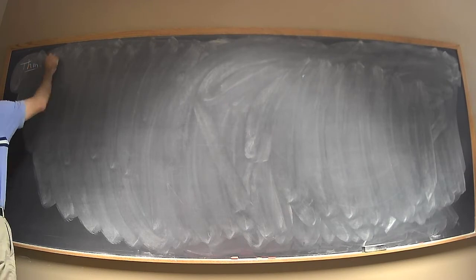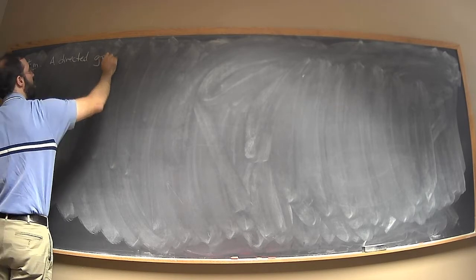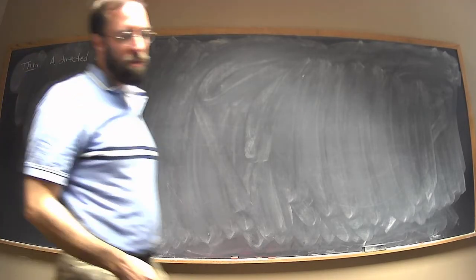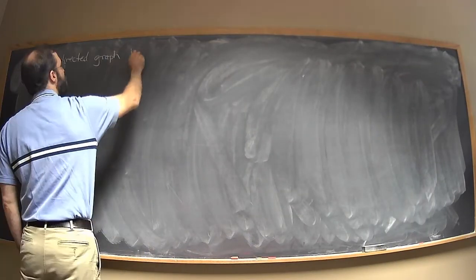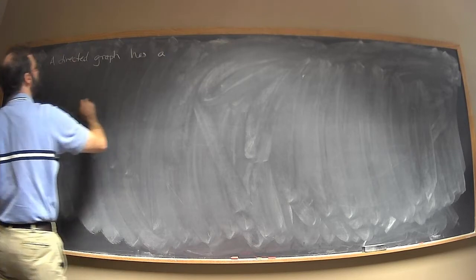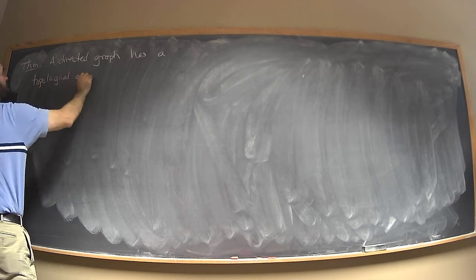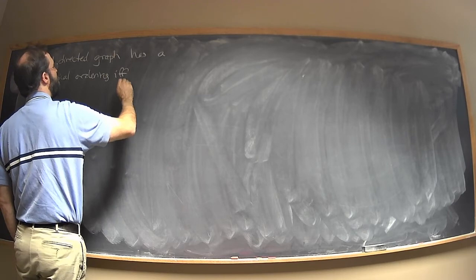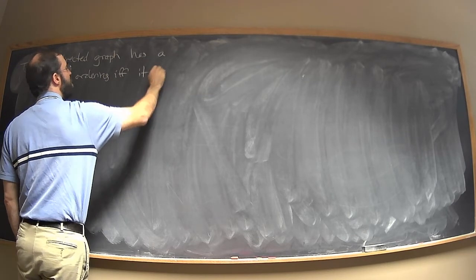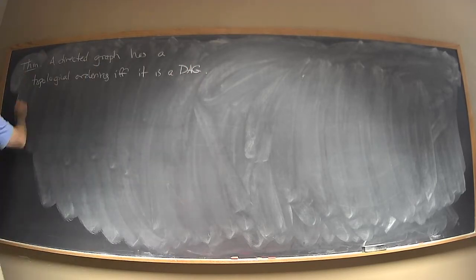So, theorem. A directed graph has a topological ordering if and only if it is a DAG. All right, let's prove it.